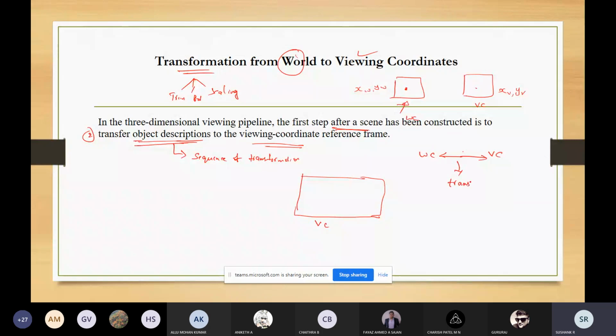You can use the transformation to provide the object description. So this is how you can perform it. What transformations will we be using? We will be using translation and rotation. These are the basic transformations which we will be using. So why will we be using translation?